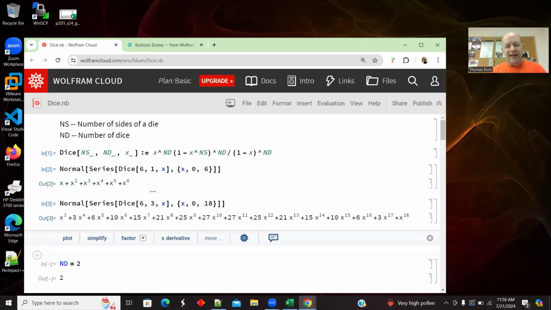So if I'm rolling 3 six-sided dice, how many ways are there to get a 3? Well, there's 1. How many ways are there to get a 4? There are 3. How many ways are there to get a 6? There's 10. So I decided to show them.